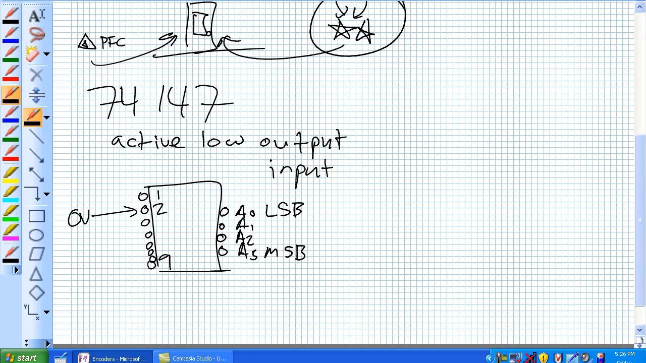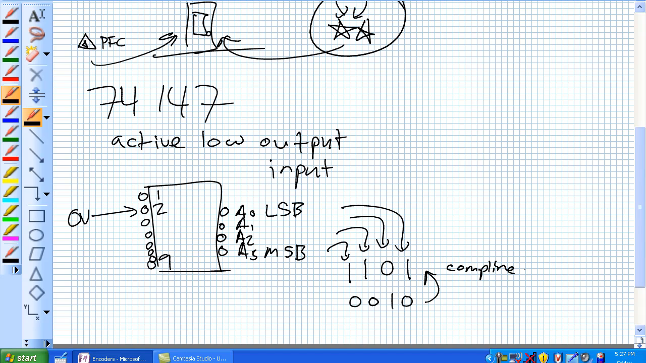Since these are active low outputs, let me swing these down so they make a little more sense. What's the MSB going to be? It's 1, 1, 0, 1, which is the complement of 2, because ordinarily 2 looks like 0010 in a 4-bit binary world. What it's producing is the complement of 2 for its output. So: active low output, active low input, and the fact that it's got to get 0 volts.